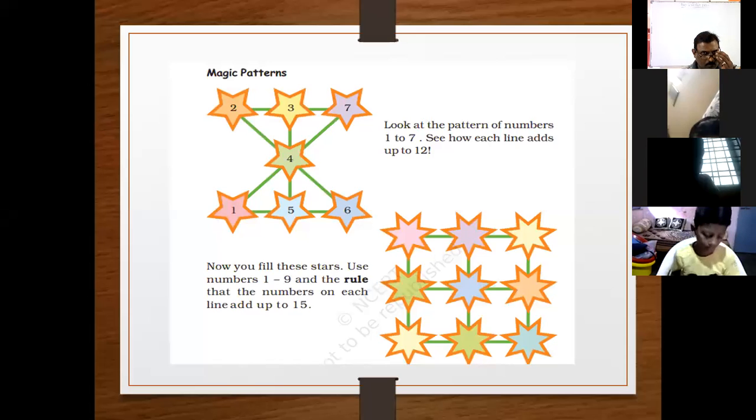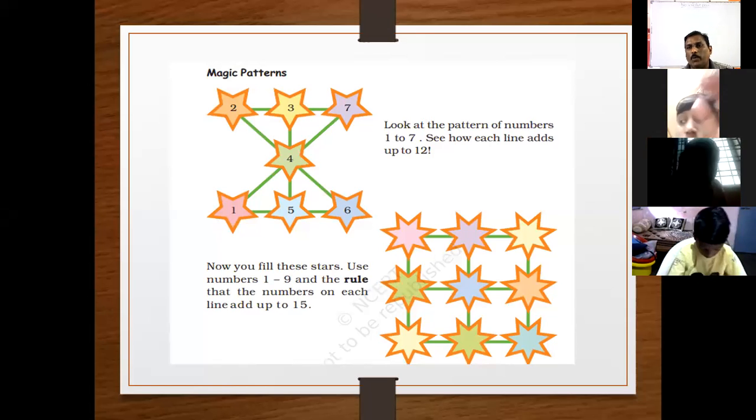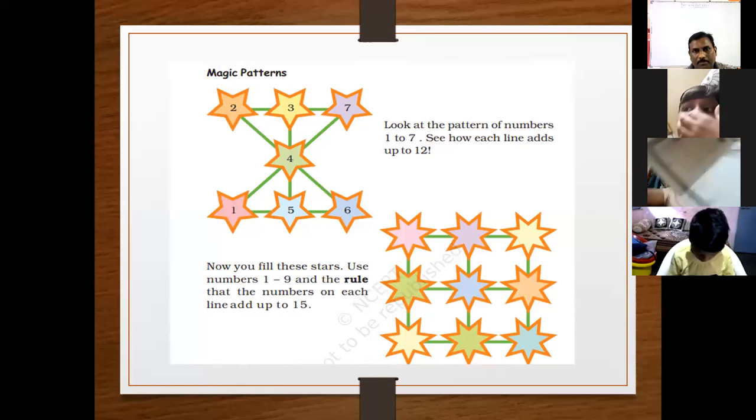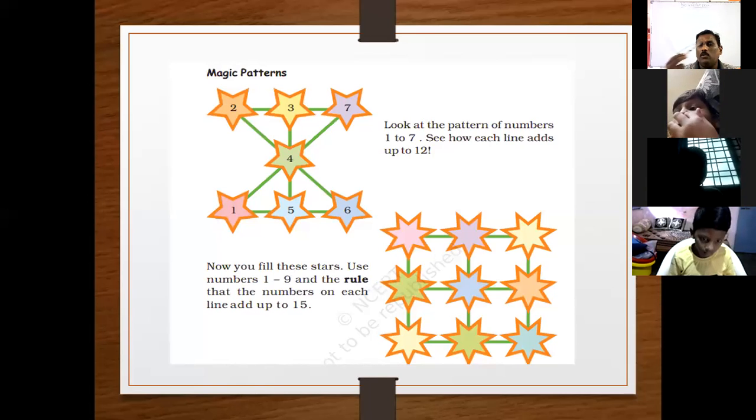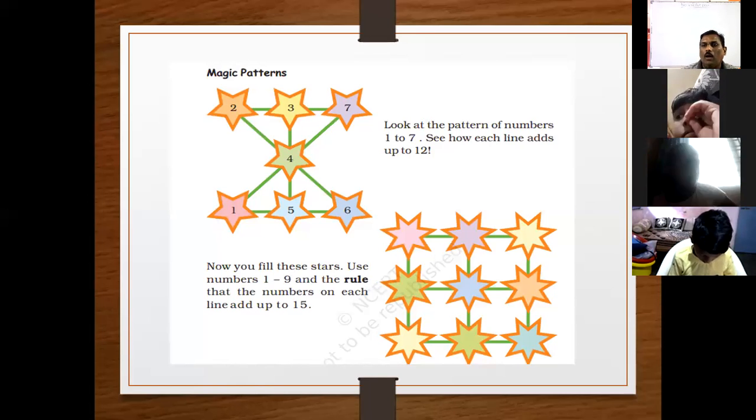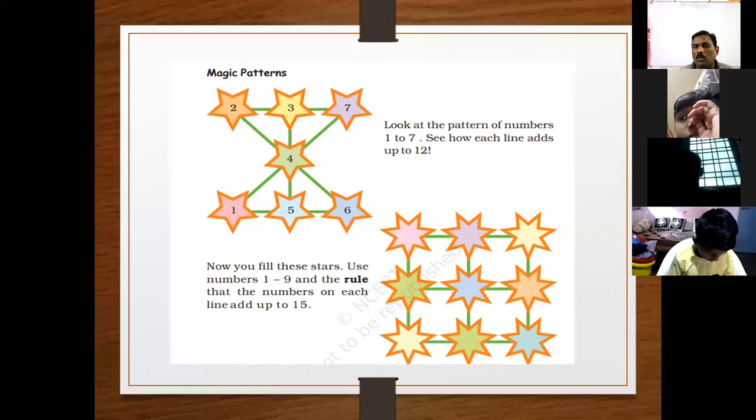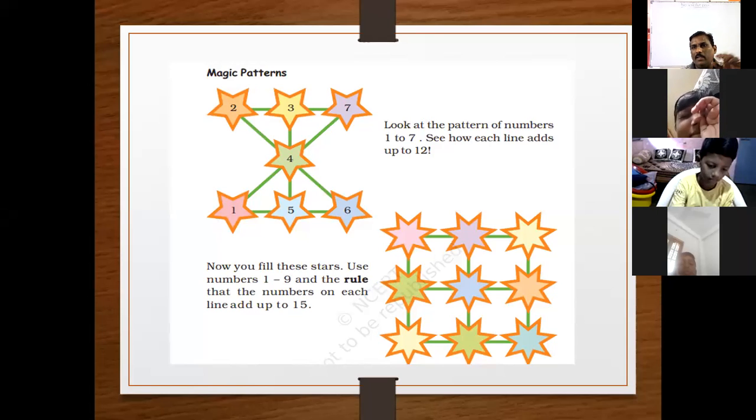Look at this. Magic patterns. These are very interesting. They generally come in puzzles and quizzes. Magic patterns: you have to put some numbers so that by adding the numbers in a row or column, the result must be the same. Look at the first example. One example is given in the beginning.